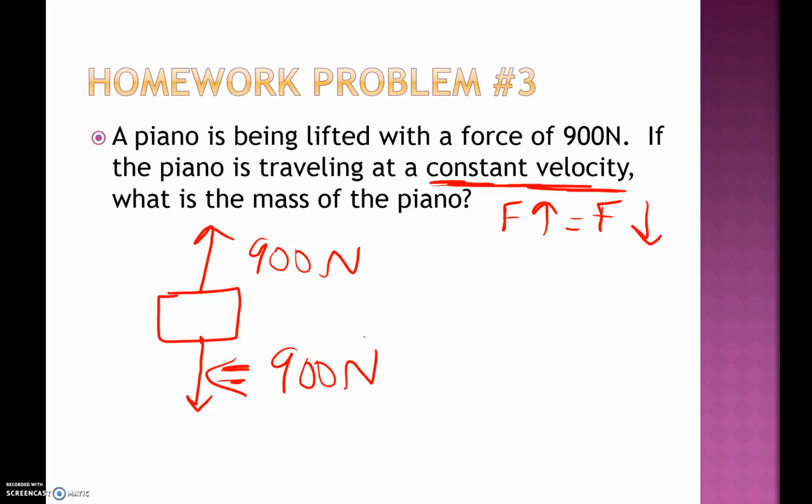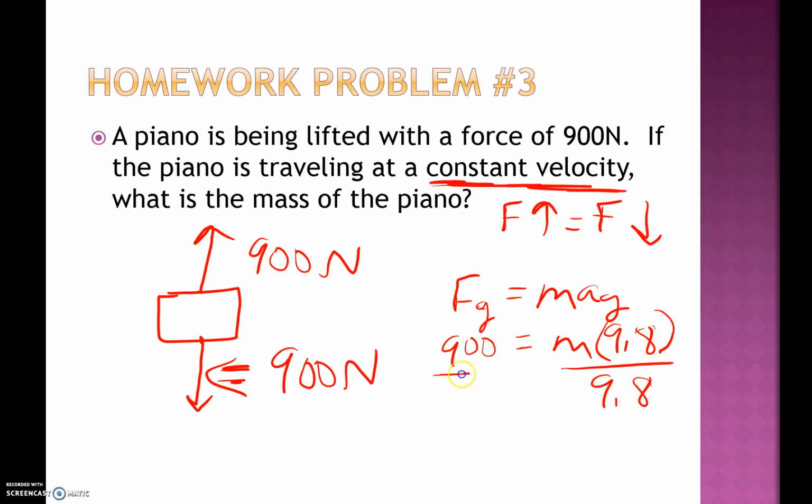Now, the problem did not ask for that. The problem asked for what is the mass of the piano. So in this case, we would use F of G equals M times A of G, because it is being lifted. So we substitute 900 equals M times 9.8. I'm going to divide both sides by 9.8. Cross that out. And if I did my math correctly, I should get 91.8 kg for my mass.